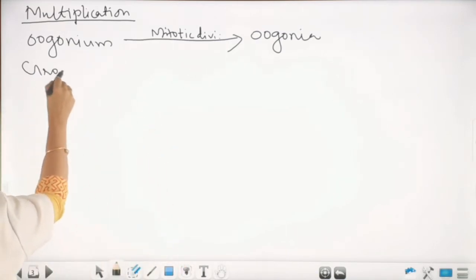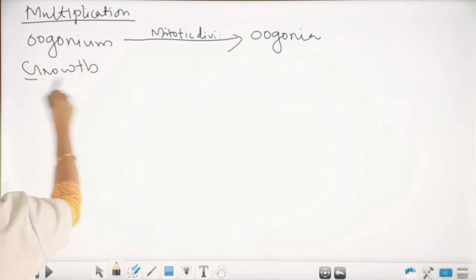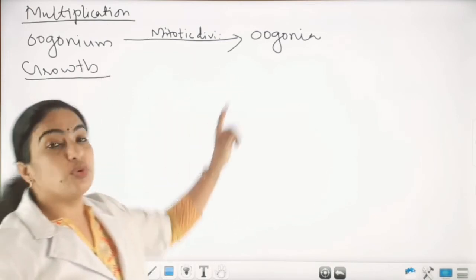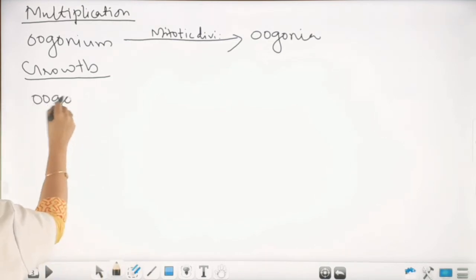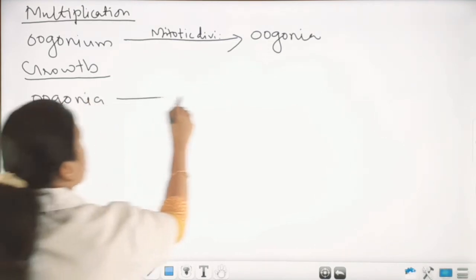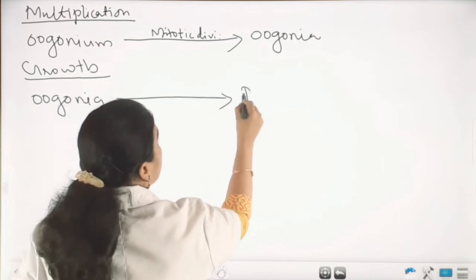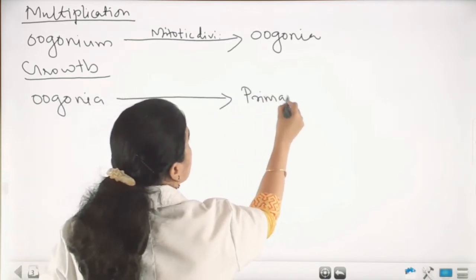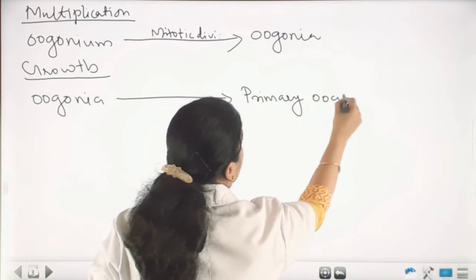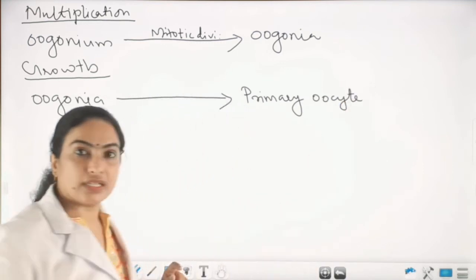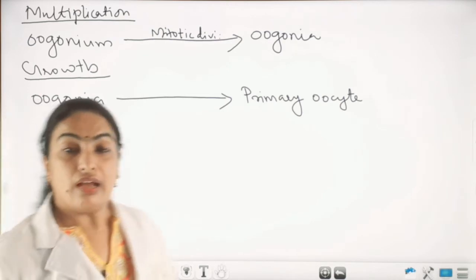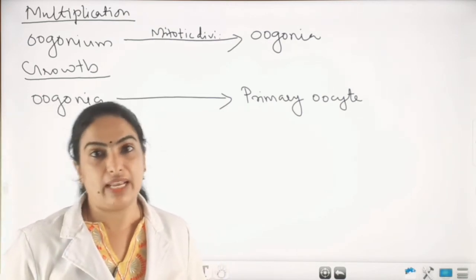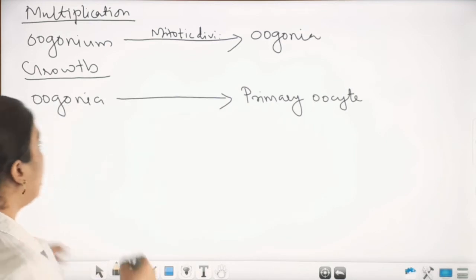What is the next stage? Growth stage. In the growth stage, these oogonia enlarge to form the primary oocyte. Primary oocyte. Is it clear? And this primary oocyte undergoes several stages of development that we can see now.